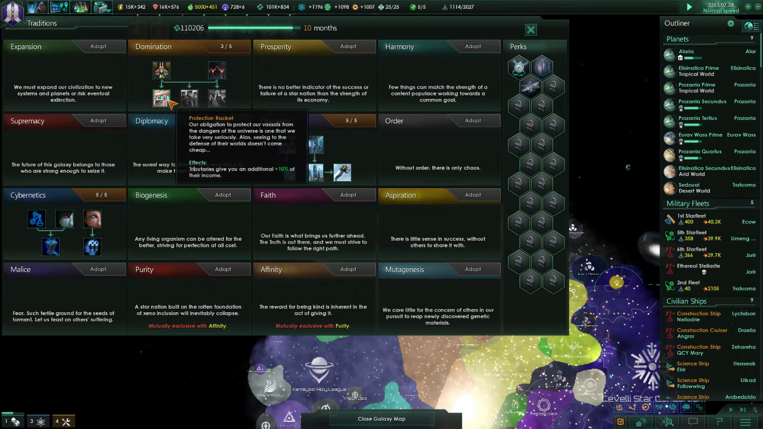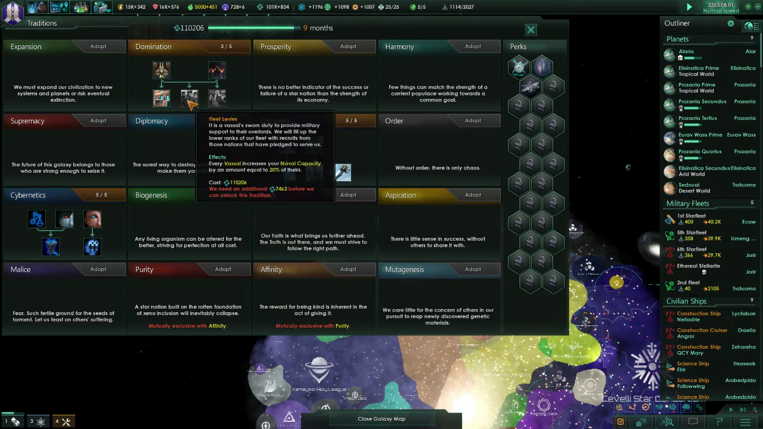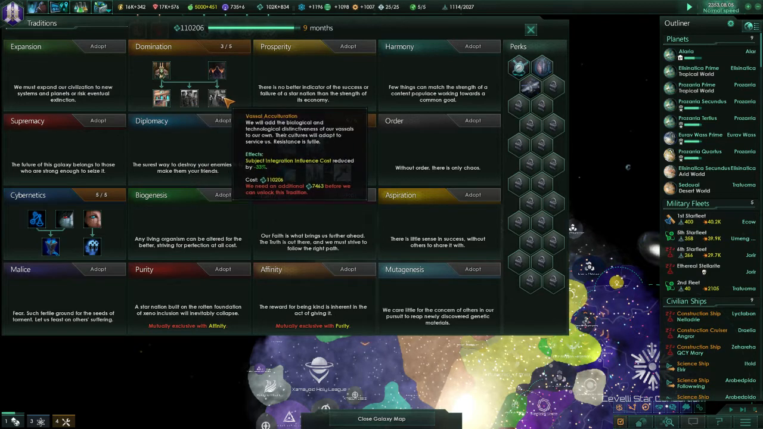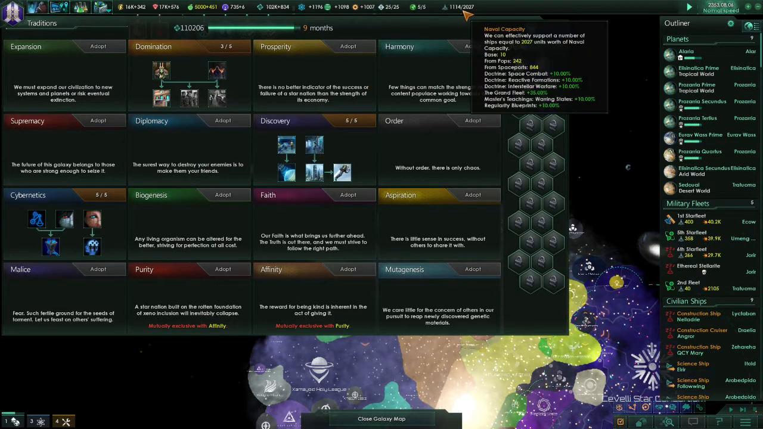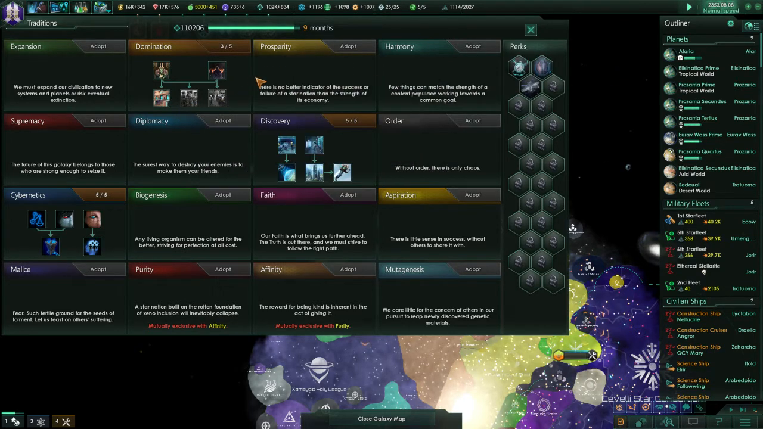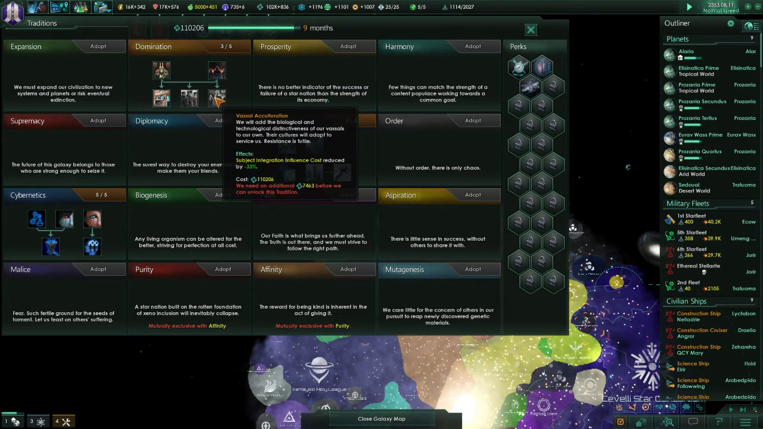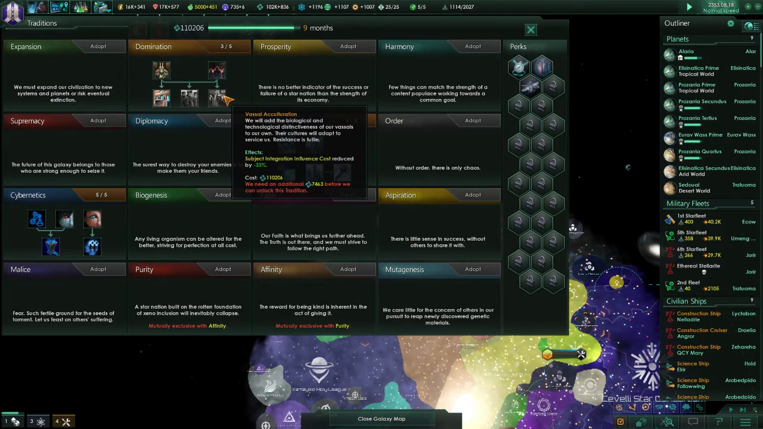You also get governor skills. Tributaries give you 10, plus 10% more. Every vassal that you have, if you have a vassalized country, gives you 20% of their naval capacity, which is pretty impressive. You can see my naval capacity is at 2,000 here. We're in 2,300. Vassal acceleration, I think is how you say it. Subject integration influence reduced by 33%.